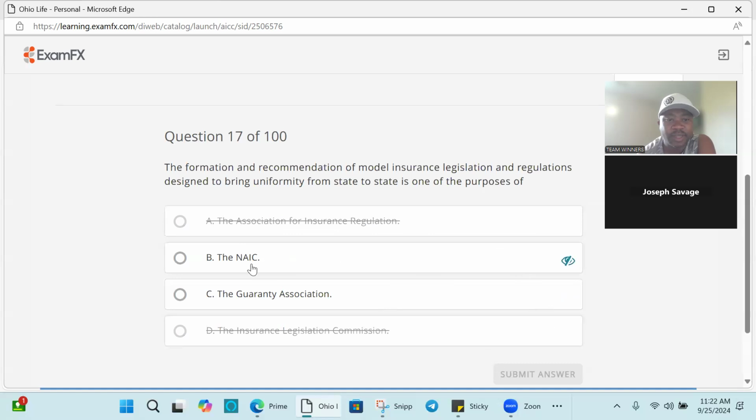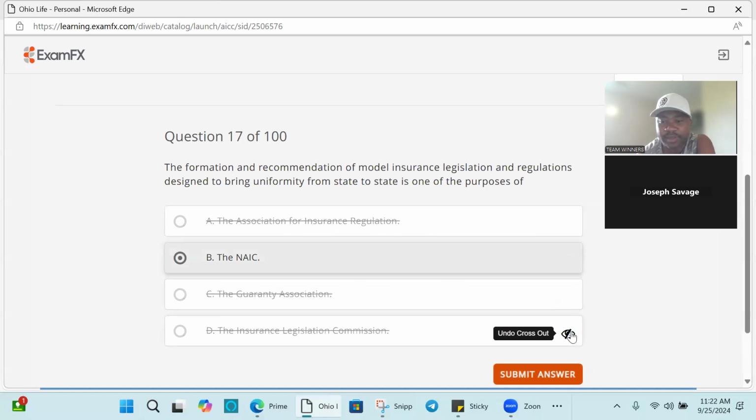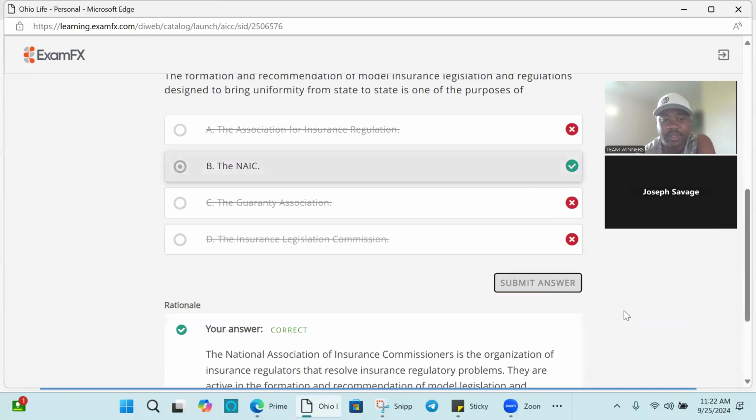So it's gonna be the NAIC then. The NAIC, their main job is to bring uniformity from state to state. So it's gonna be the B. Yes, it's gonna be a guaranteed association, whatever that is. Right, everybody knows what it is. Okay.